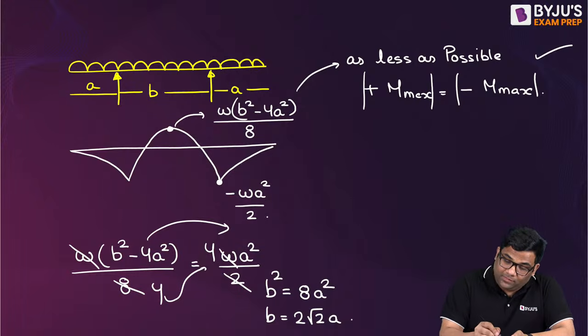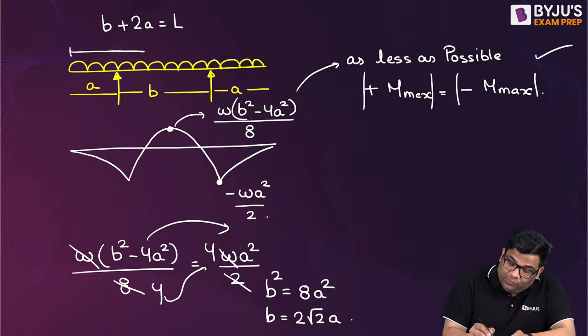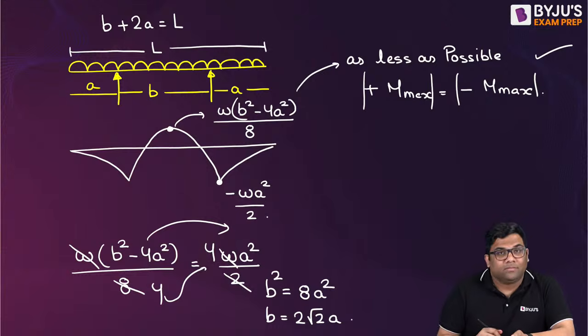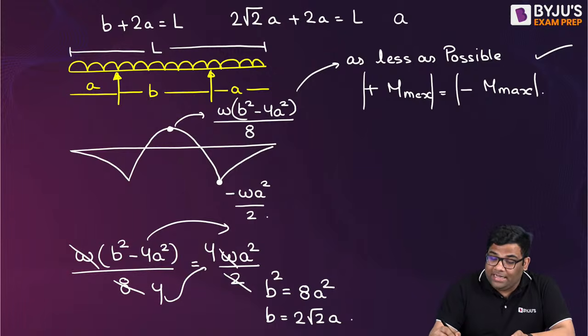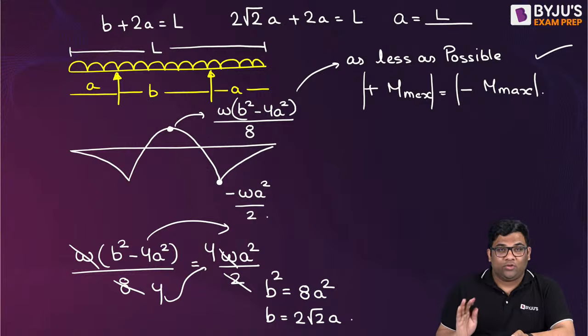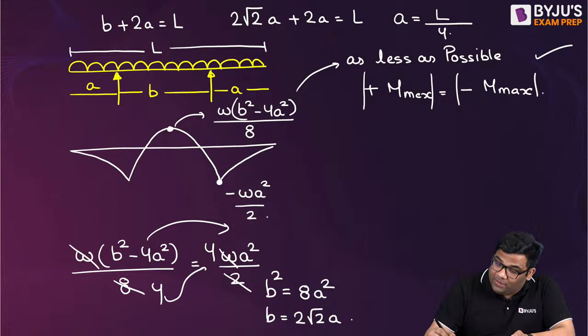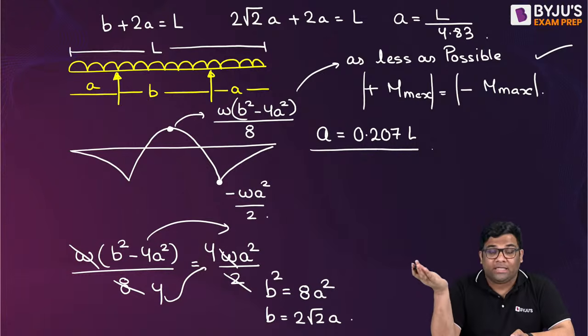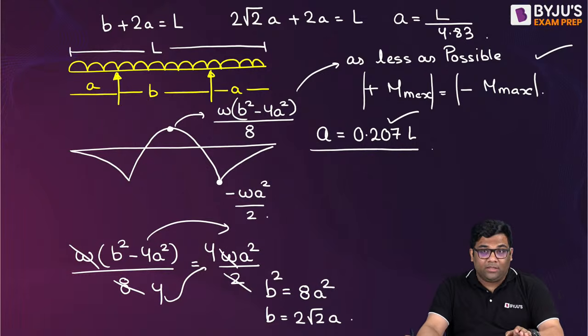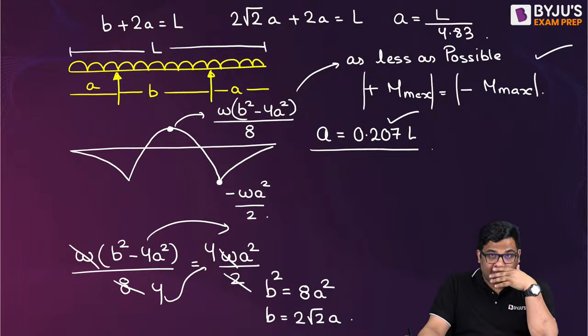Now see, b plus 2a is equal to the total length L. In place of b, I can write 2 root 2a, plus 2a is equal to L, so a is equal to L by (2 root 2 plus 2), that is 2.83 plus 2, so 4.83. From here I get a is equal to 0.207 L. The overhanging portion is 0.207 L, right?